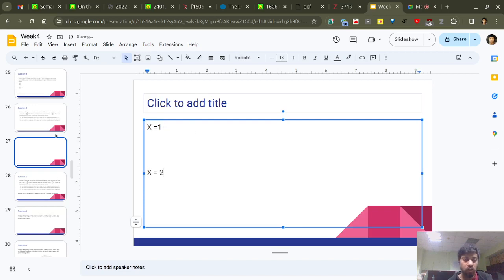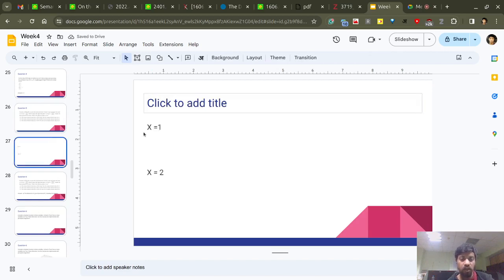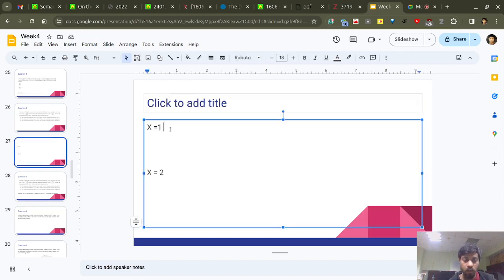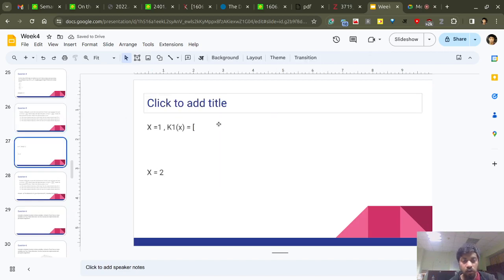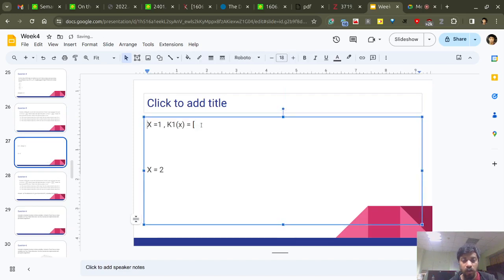With the first one, k1 of x equal to 1 will be how much? x and x square, right? So x will be 1, x square will be 1. 1 square is 1, right? For x equal to 2, k1 of x will be 2 and 2 square, which is 4, right?